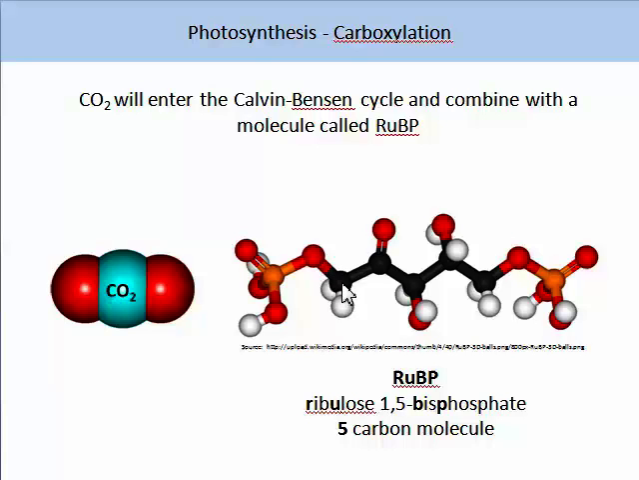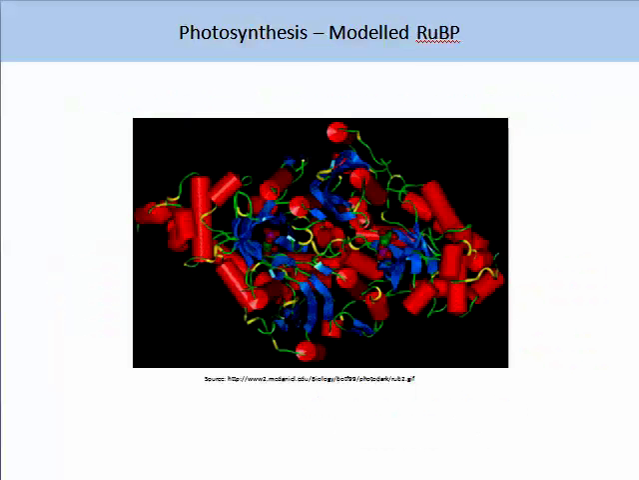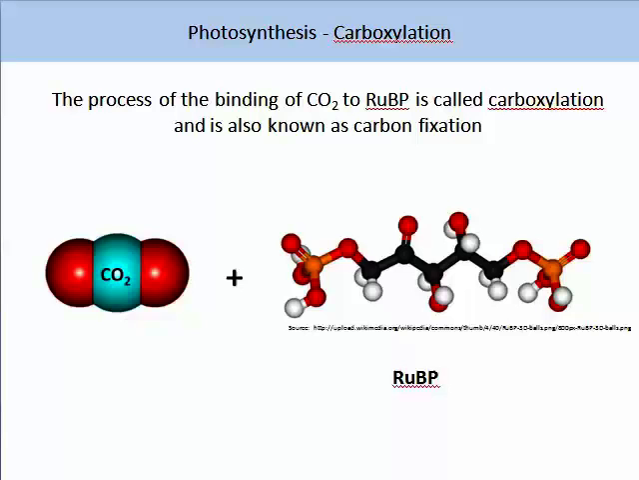The grey balls represent a carbon molecule, and in this illustration you will see there are 1, 2, 3, 4, 5 carbons in this molecule. When RuBP is modelled, it looks something like this in real life, a very complex molecule. The process of binding the atmospheric carbon dioxide to RuBP is called carboxylation. It is also known as carbon fixation.